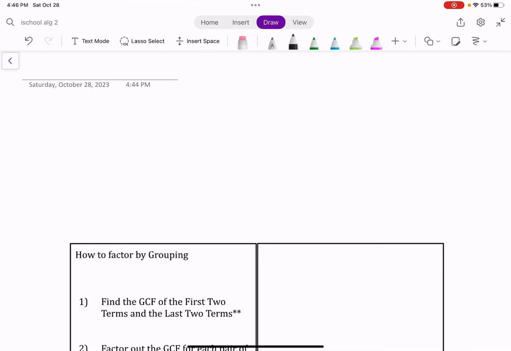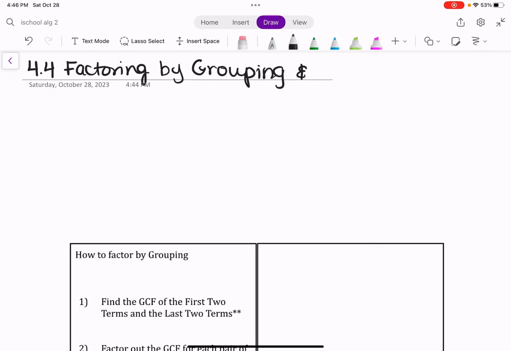Okay, today is our last lesson on factoring. You made it. Today is 4.4, factoring by grouping and AC method. Honestly, these are kind of the harder two strategies, but they do relate to each other. And so just be patient. It takes practice to kind of get used to the process, but you will definitely get it.